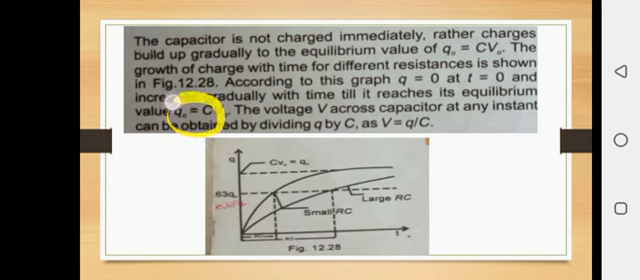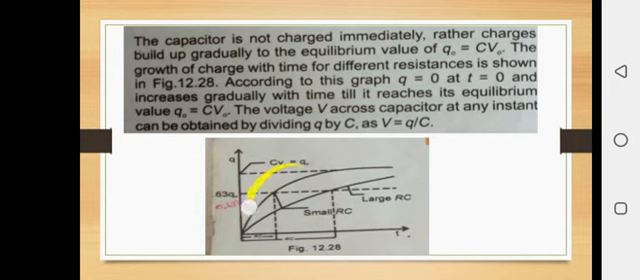So remember it, at equilibrium the value of charge is written as Q is equal to CV. At the equilibrium position, Q is replaced by Q naught and V is replaced by V naught. The voltage V across the capacitor at any instant can be obtained. We know the formula Q is equal to CV. So to calculate the value of this voltage, we can divide this Q by the capacitance C using this formula.